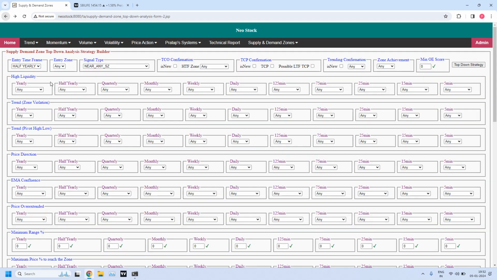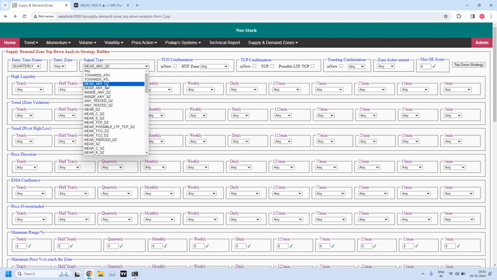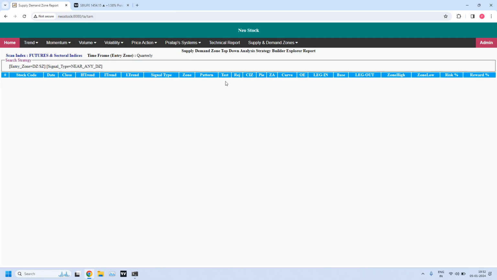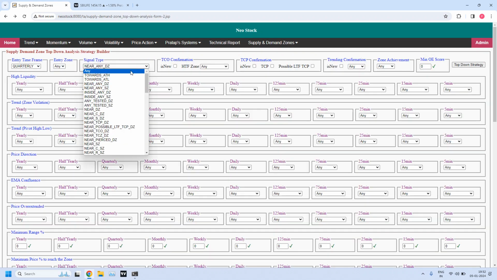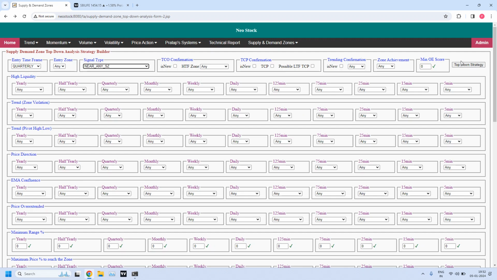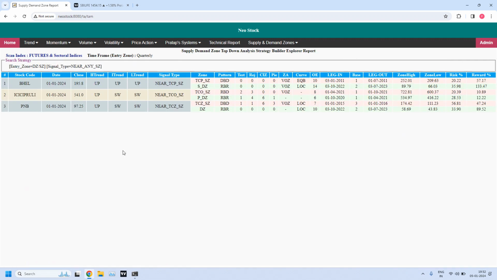Let's go back. Let us change the time frame to quarterly. Let us find the stocks near quarterly demand zone. And there are no stocks near quarterly demand zone. Let's go back. Quarterly time frame. Let us find the stocks near quarterly supply zone. So 3 stocks are filtered.